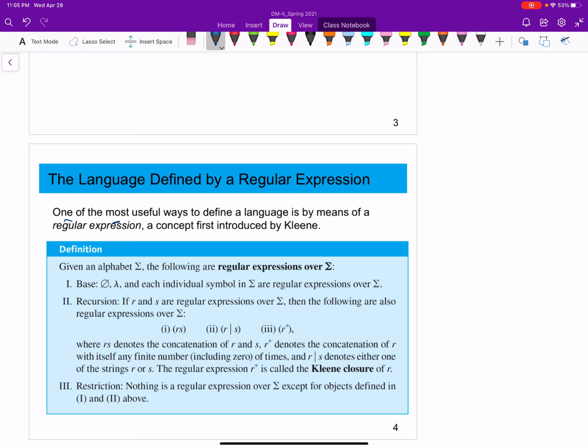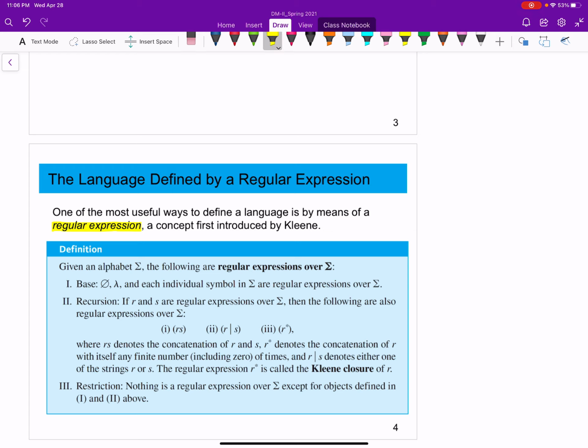One of the most useful ways to define a language is by means of a regular expression, a concept first introduced by Kleene. Given an alphabet sigma, the following are regular expressions over sigma. So these are the regular expressions.